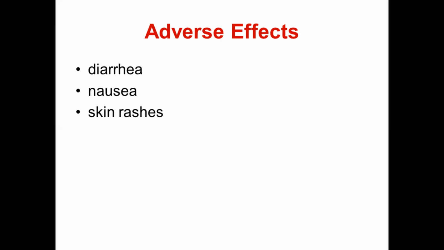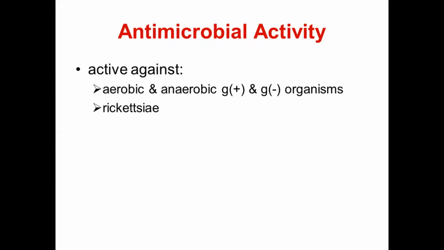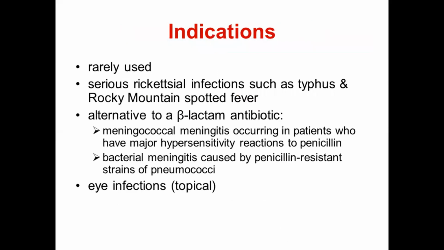However, patients are prone to diarrhea, nausea, and skin rashes. Si chloramphenicol naman, no? It is available as, yun nga, chloramphenicol palmitate and succinate. Active against aerobic and anaerobic gram-positive and gram-negative organisms, also for rickettsia. However, it is rarely used na ngayon, no? Due to several adverse effects. Kung naalala nyo kahapon, it can cause gray baby syndrome, no? In children. Eh, dati pinipigay ko sa children.